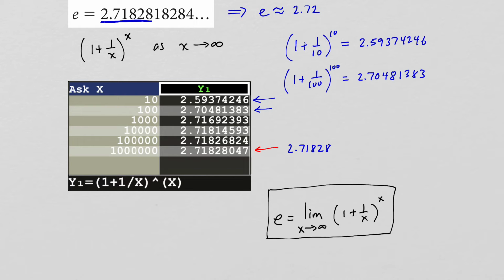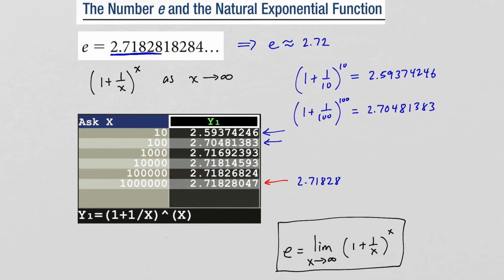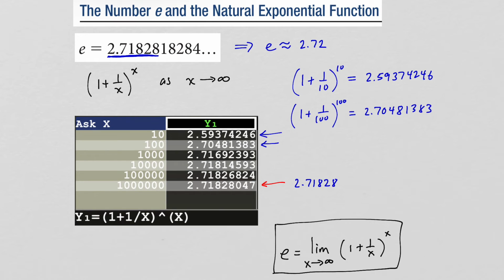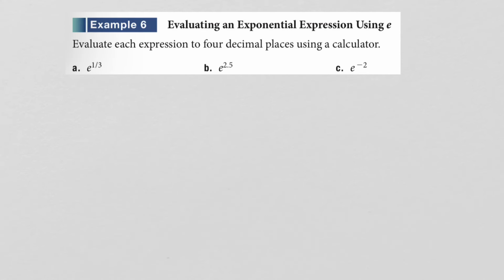This is something that we learn in calculus, but this is basically just saying if you take this expression and you plug in larger and larger values of x, that is going to give you this number that we call e. And it turns out that e is a really important number, as you'll see in the coming examples. So first, let's just make sure that we have a fundamental understanding of how to evaluate expressions involving e.